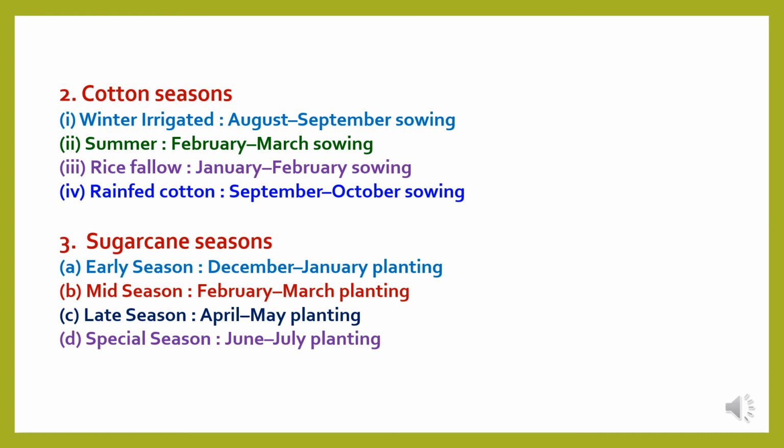Then third is sugarcane seasons. This also has four seasons. First one is early season, where the planting is done in December-January. Second is mid-season, where the planting is done in February-March. Then late season, planting is done in April-May. And after that, there is one special season, where the planting takes place in June-July months.